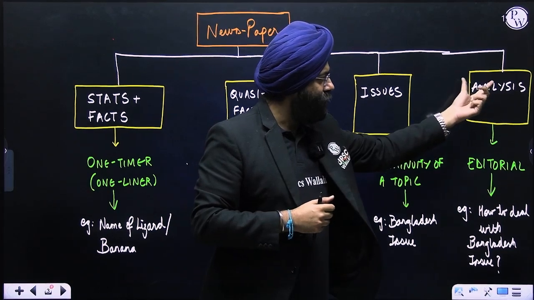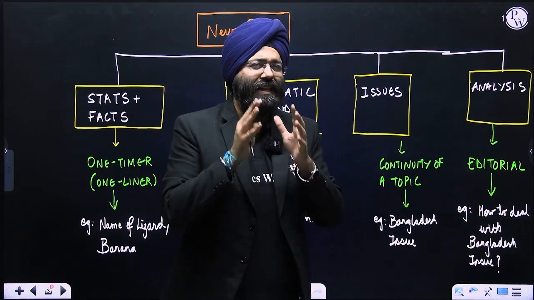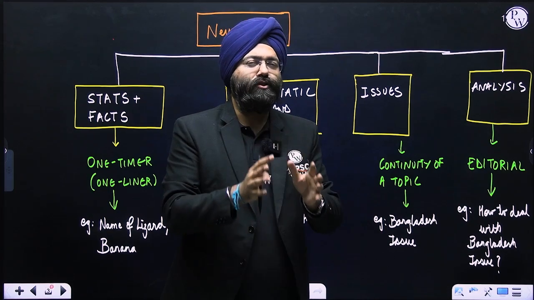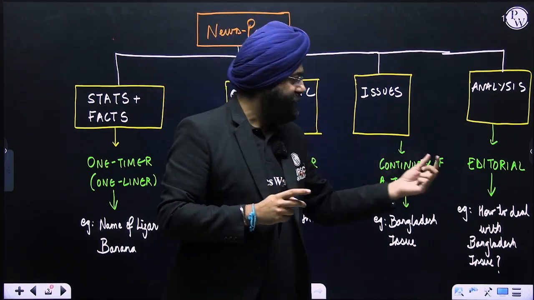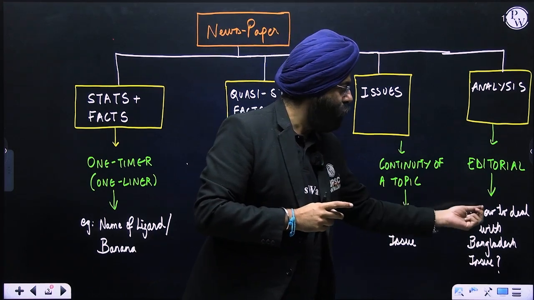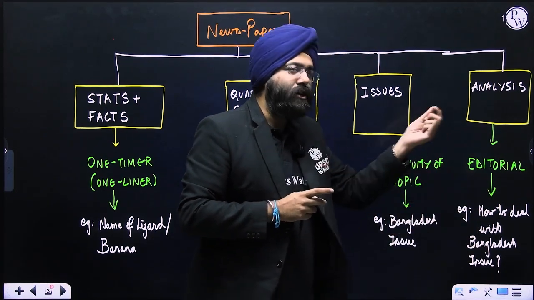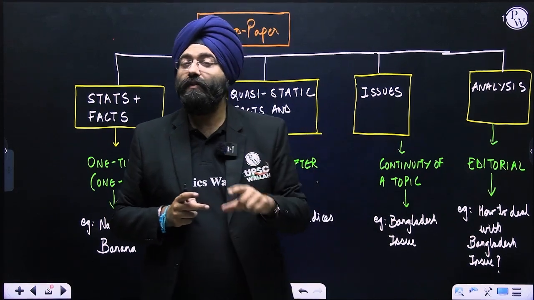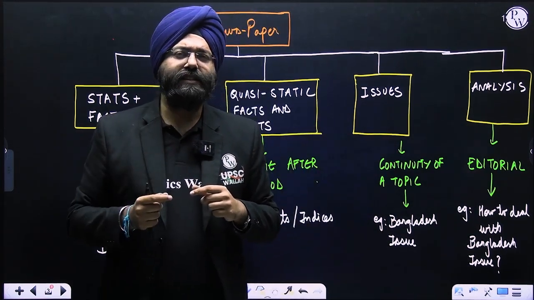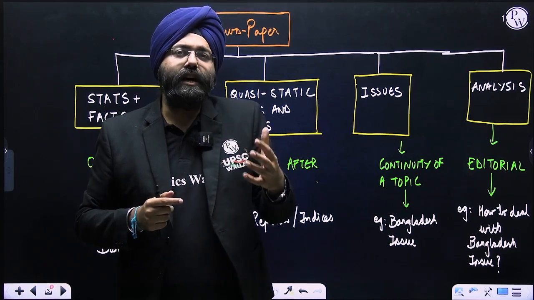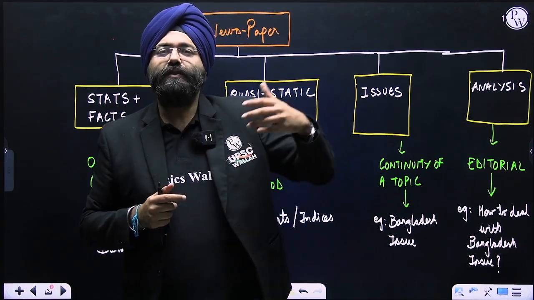Next comes the category of analysis. These are the editorials that are present in your newspaper, and these are the most important part of your newspaper, because these tell us how to deal with the Bangladesh issue, for example, how to generate an opinion, because these opinions themselves are of experts. When you have to write the answers in your examination, remember, you are asked how you can resolve this issue, how to deal with this particular problem.